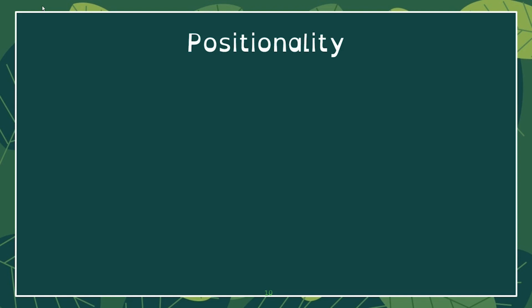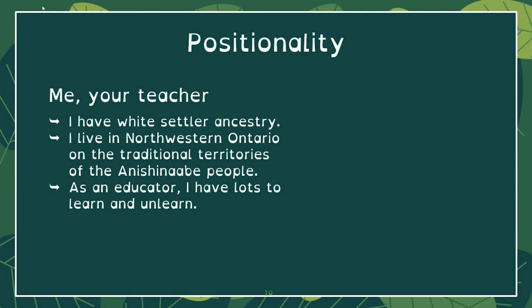I think it's really important to position myself within the context of this course, as my educational experience shapes how I teach. I have white settler ancestry. I have white privilege, and this has shaped how I experience education, making it easier for me and I'm having less barriers than other folks. I recognize this, and while I cannot change that, I continue to work towards disrupting this cycle and making changes to our education system. I live in Northwestern Ontario on the traditional territories of the Anishinaabe people, and I work to incorporate this culture and knowledge into our science courses. As an educator, I have lots to learn and unlearn, and this is a lifelong journey that I'm committed to, though I will make mistakes.